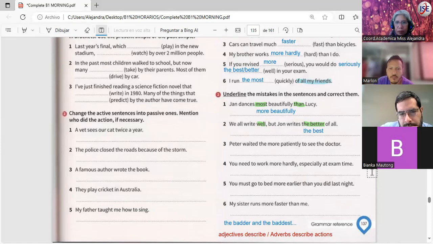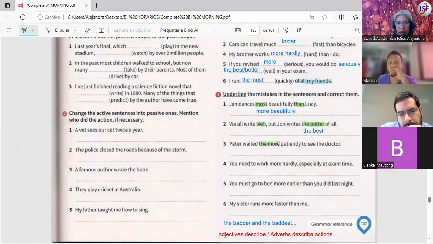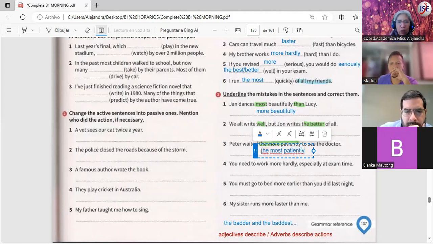I think it is the more passionately. So what shall we use? Peter waited the most passionately. Patiently. Patiently. The most. That was the way he waited.